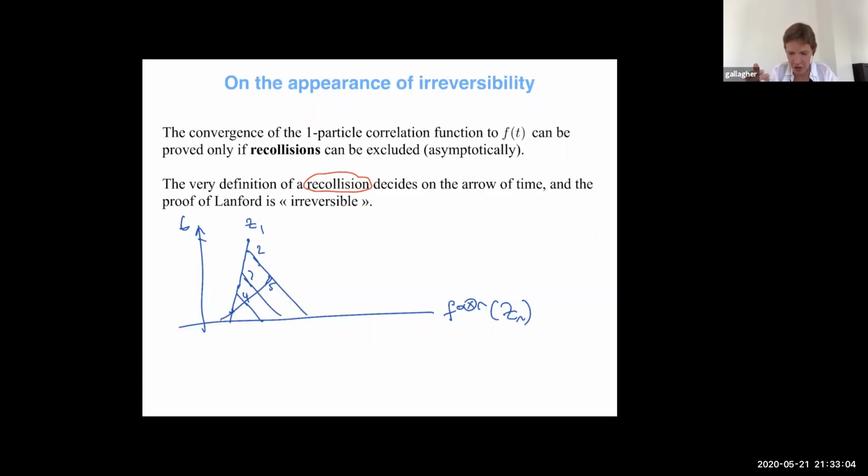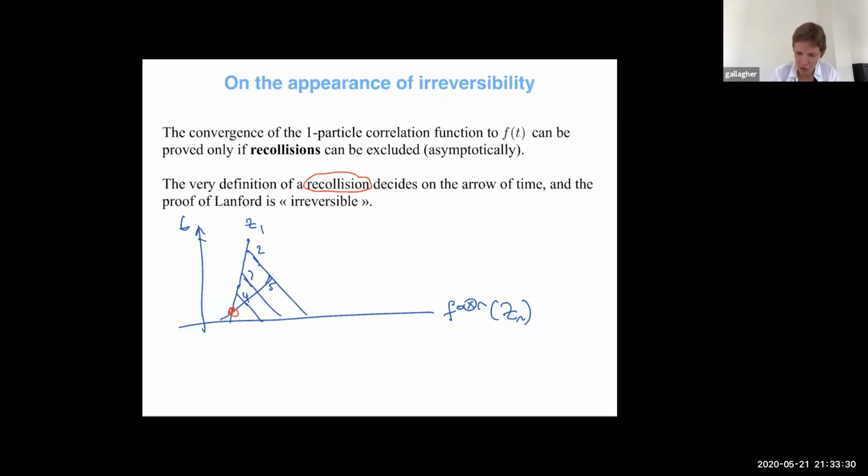But what you can notice here is that a recollision is telling you in what sense time is going, right? Because two particles that recollide backwards are actually colliding for the first time forward. Here, particles 5 and 1, if you look the other way in time, it's the first time they meet. There's no problem. If you look backwards, you're not happy. So the proof of Lanford's theorem is, in some sense, irreversible. So you can make this very precise.